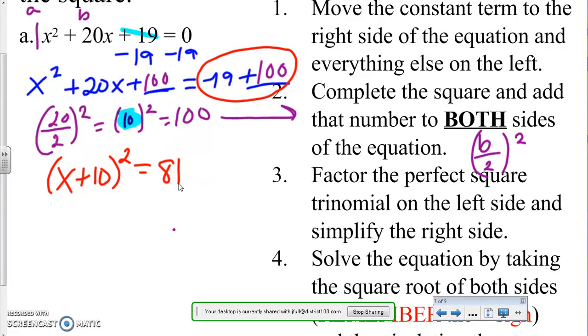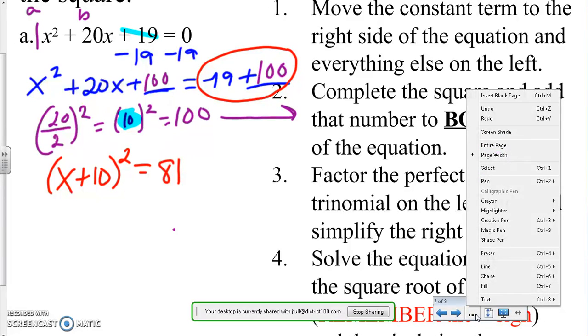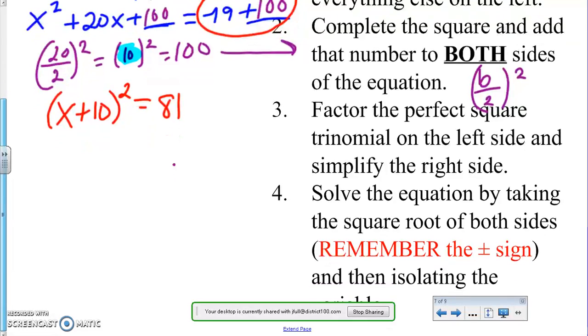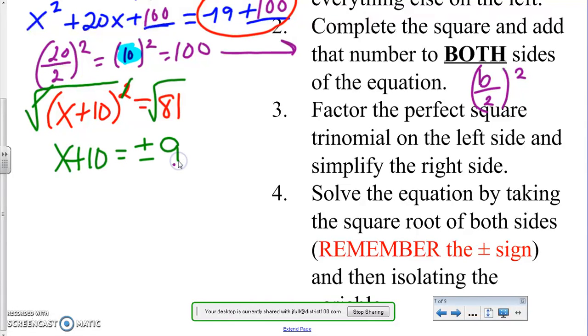And then our very last step is to solve by taking square roots of both sides. I'm going to take the square root of the left side and the square root of the right side. These two cancel each other out and leave us with x plus 10. The square root of 81 is 9, but don't forget that plus or minus sign. So we have x plus 10 equals positive 9 or negative 9.